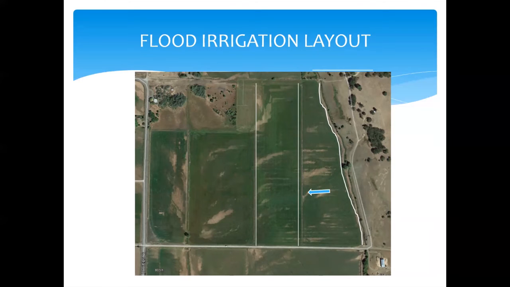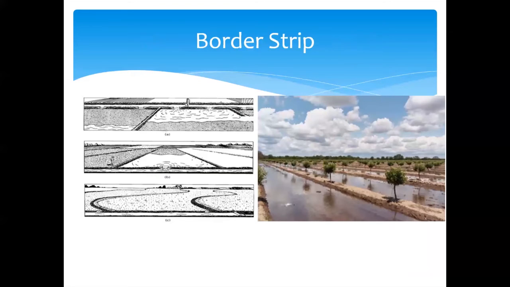Border strip irrigation is another way to do it, if you've got some nice flat areas. Basically, these berms could be a couple hundred feet apart, and you flood that strip for a certain amount of hours. And then you move all your irrigation to the next strip, called border strip.